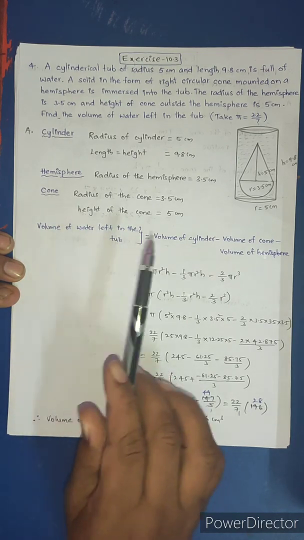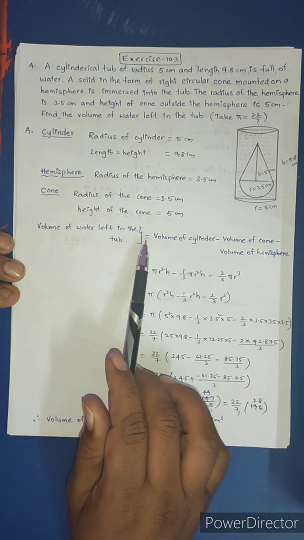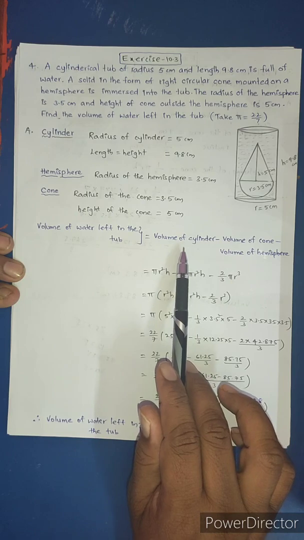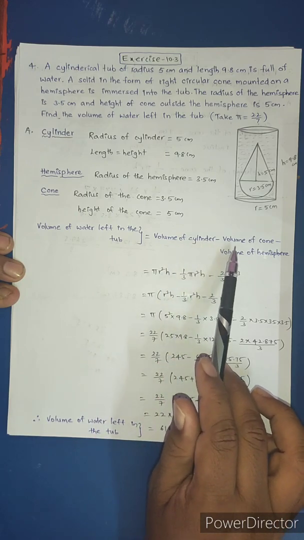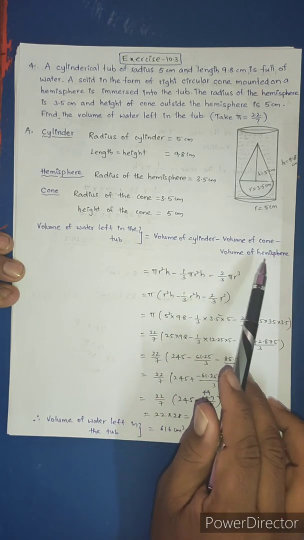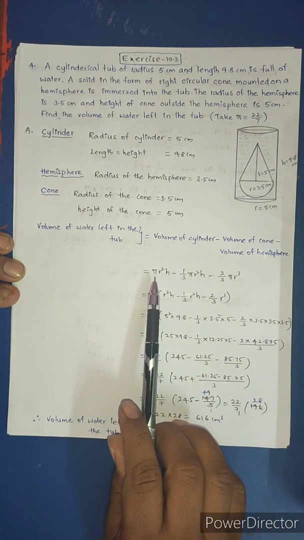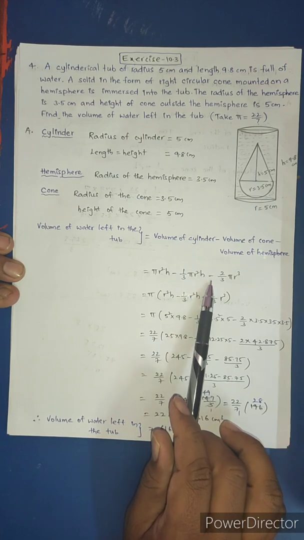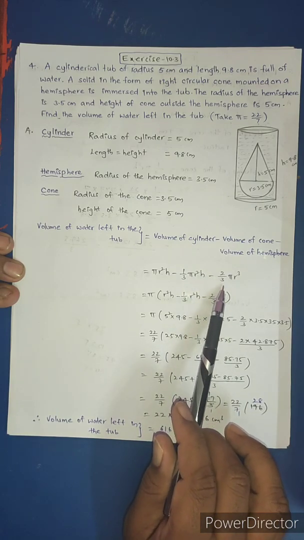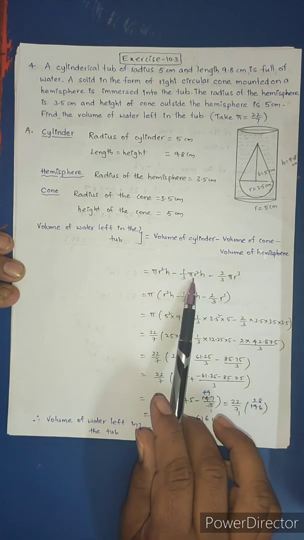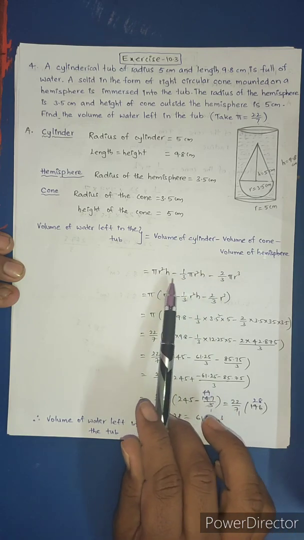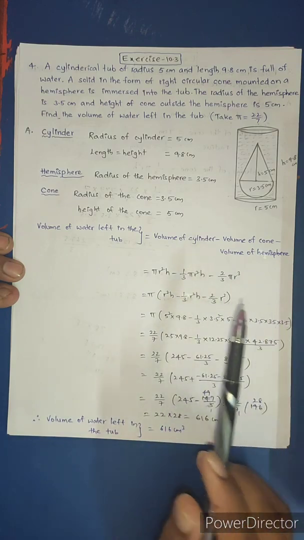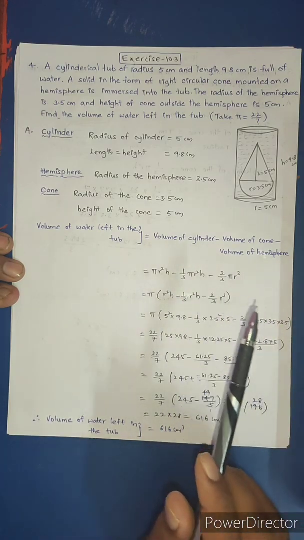Find the volume of the water left in the tub, which is equal to the total volume of the cylinder having water minus the volume of the cone minus the volume of the hemisphere. Volume of a cylinder is pi r square h, minus volume of cone 1/3 pi r square h, minus volume of hemisphere 2/3 pi r cube. In these three terms, pi is common. In any term, the pi value is 22/7 or 3.14.